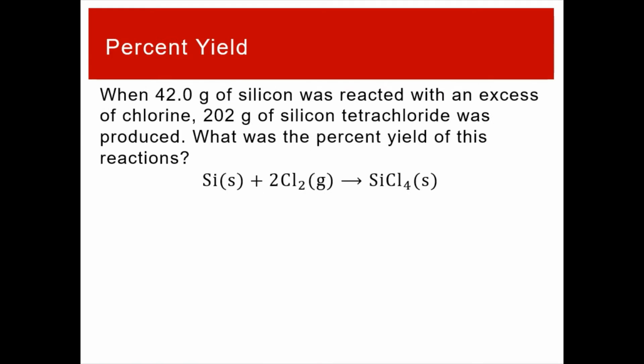So let's look at another example that puts percent yield in context. When 42 grams of silicon was reacted with an excess of chlorine, 202 grams of silicon tetrachloride was produced. What was the percent yield of this reaction?